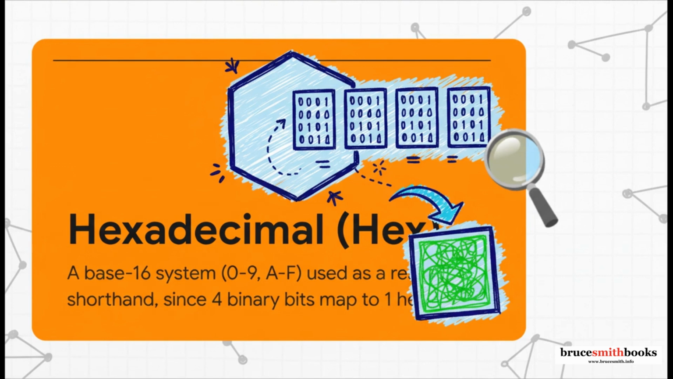But let's be honest, staring at long strings of ones and zeros is a total nightmare for us humans. And that is why hexadecimal, or hex, is so important. It's a base 16 system. And here's the magic trick. 4 binary bits map perfectly to one single hex digit. This means we can represent a whole byte, that's 8 bits, with just 2 characters. It's the compact, readable shorthand that programmers use absolutely everywhere.